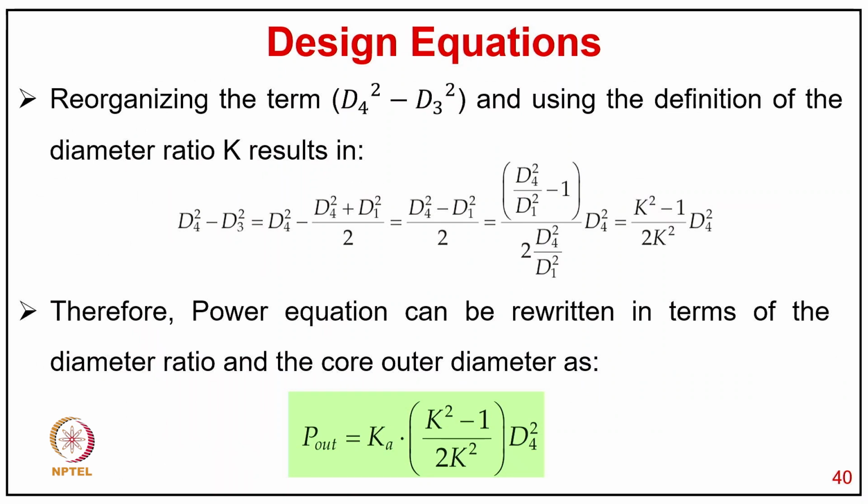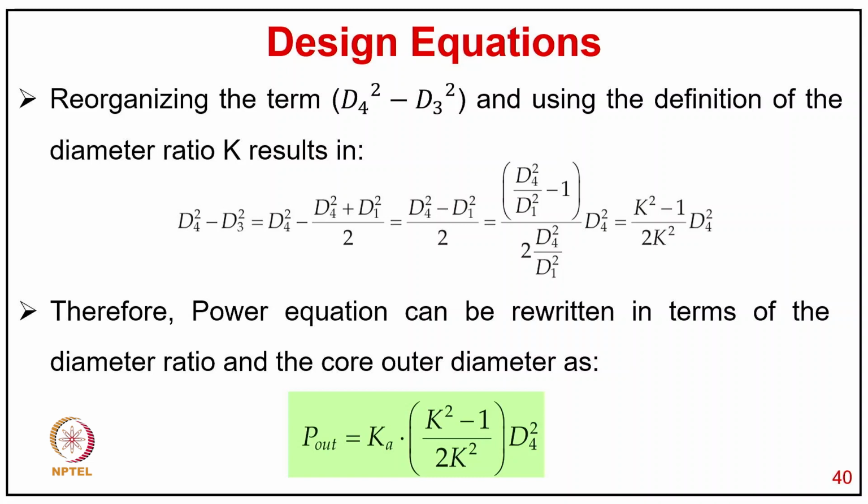So recognize the term D4² minus D3², and using the definition of diameter ratio K results in D4² minus D3² equal to D4² minus (D4² plus D1²)/2, equal to (D4² minus D1²)/2, and equal to D4² (1 minus D1²/D4²)/2, which is (K² minus 1) upon 2K² into D4².